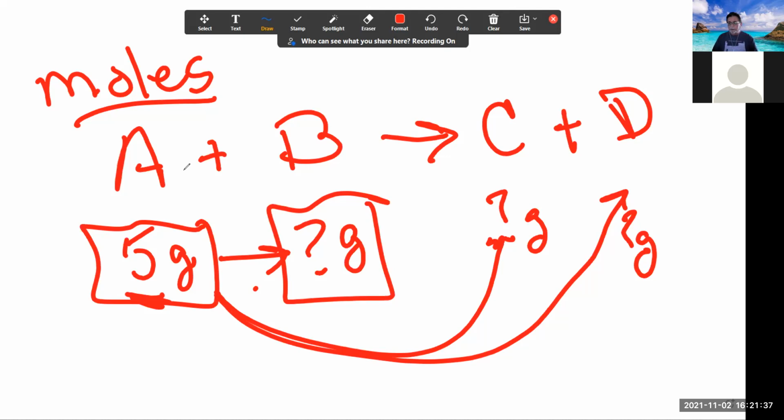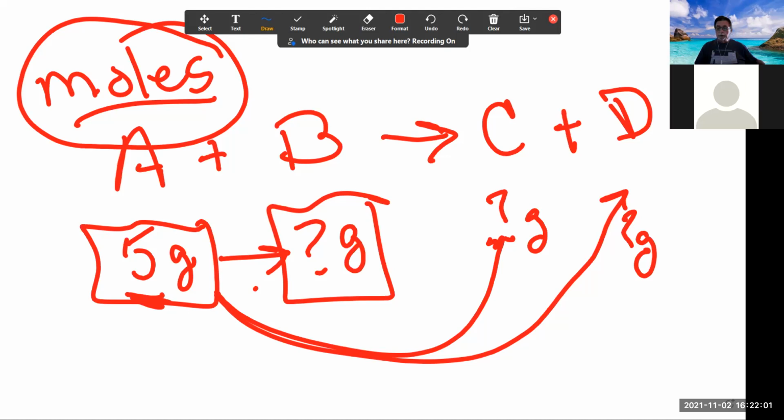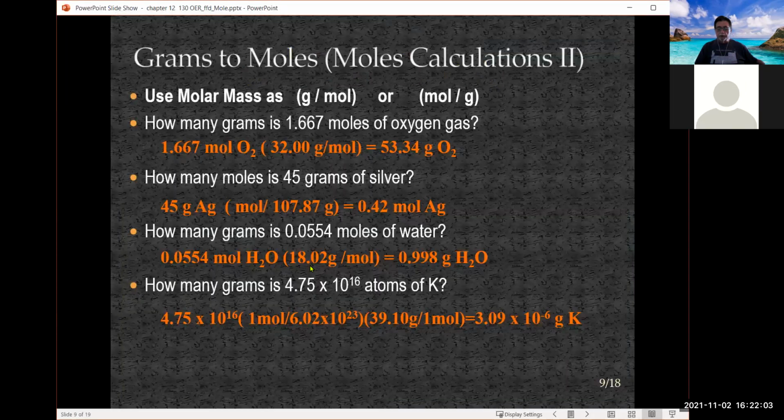And then once we know the moles of A, we can then calculate and determine the moles of any other reactant, whether it be B, C, or D. And once we know the moles of the other reactant, guess what? We can now go back to grams of the other reactant. So moles is a very, very important property that we need to really grasp a hold of with respect to all our calculations that we're going to eventually be doing. So we went through that example in the previous slide, and we showed you here.